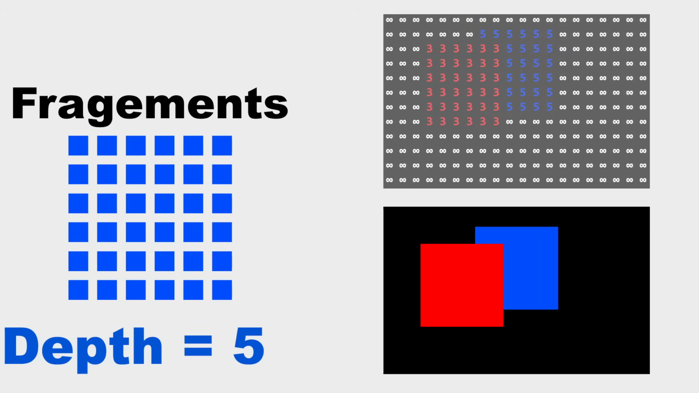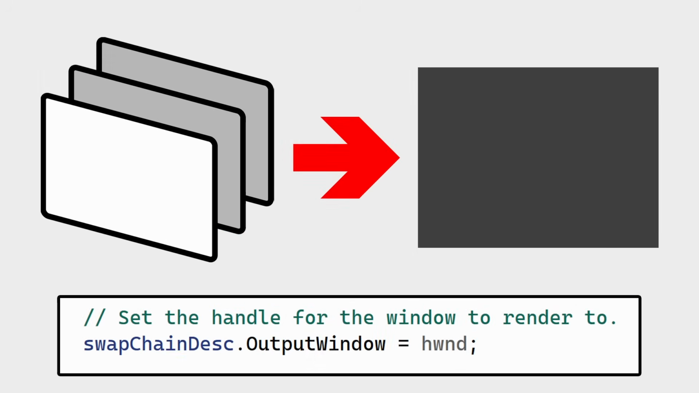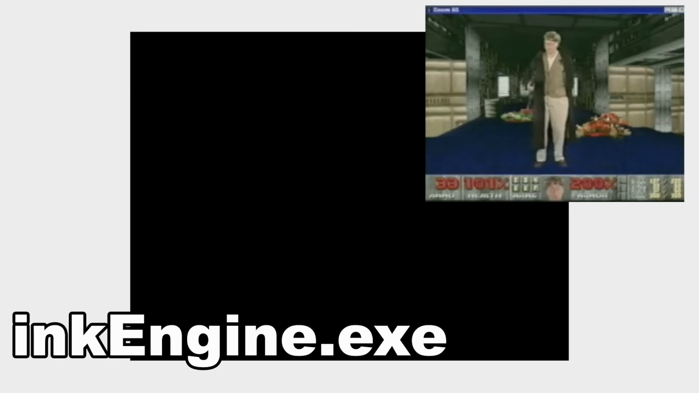From here, I can create a couple more things, like the projection matrix that we'll come back to later. And after all this initialization, the swap chain is told to send the front buffer to the window that was created earlier. And now I can check the new Direct 3D output. These games are getting really realistic.